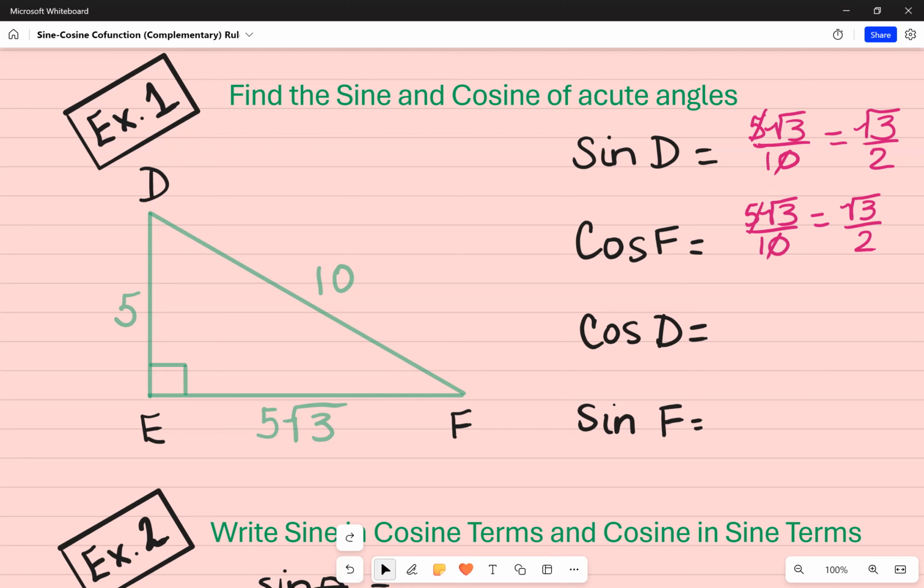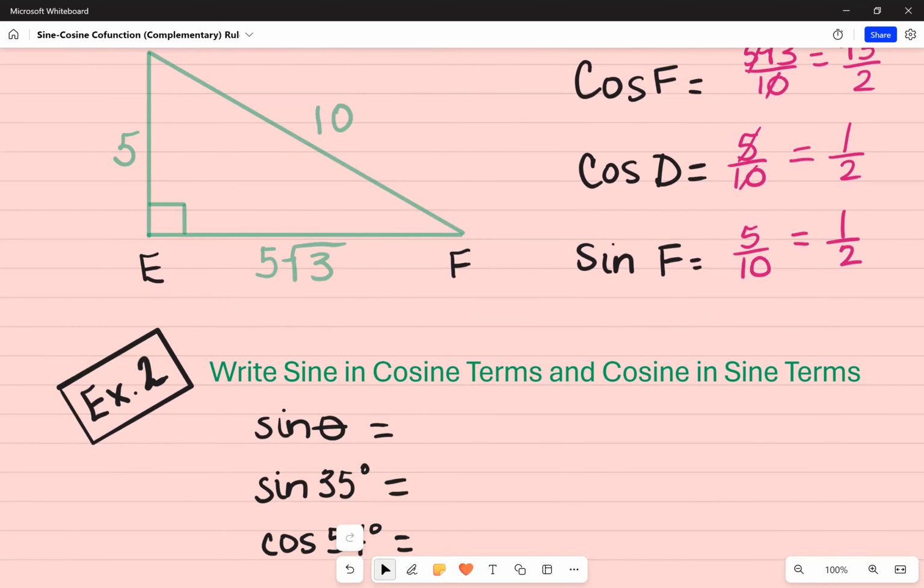All right, so cosine D this time: again, this is the hypotenuse, so what's next to it is adjacent. That's going to be 5, adjacent over hypotenuse. I notice again I can simplify. If I divide both by 5, I have 1/2. And then for sine F, I'm looking at the opposite over the hypotenuse, which again is the same ratio, 1/2. So that's how it works when you're trying to find the sine and cosine of those acute angles.